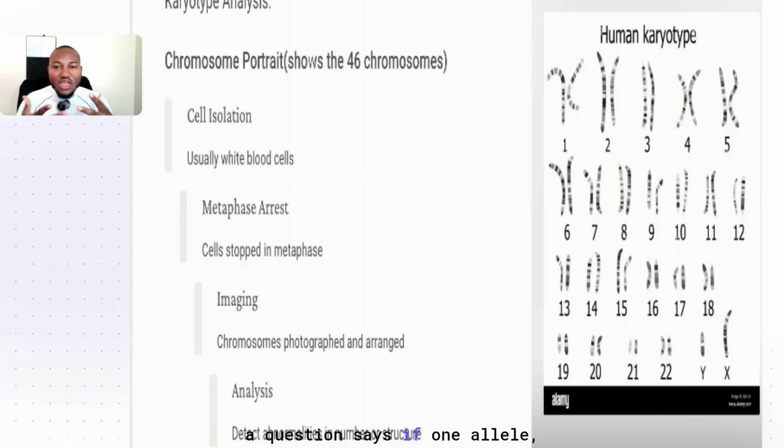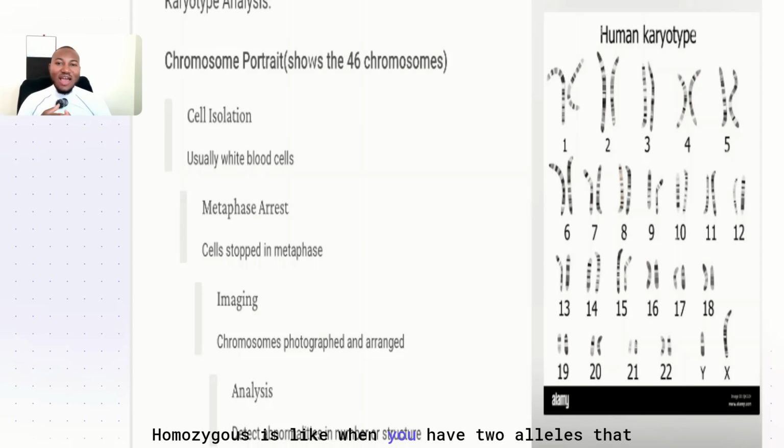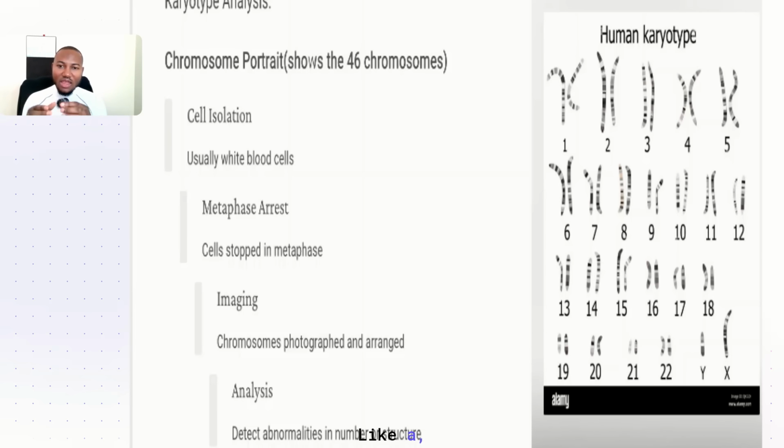Now, a question says, if one allele is not phenotypically expressed in the presence of another, we say that it is what? Recessive. It's as simple as that. I don't want to waste time on this. But know recessive, dominant, heterozygous, and homozygous. I told you, homozygous is when you have two alleles that are the same, like small a, small a, or big A, big A. That's homozygous, the same alleles. Now we have heterozygous, which may be like capital A, small a. That's heterozygous. They are not the same.